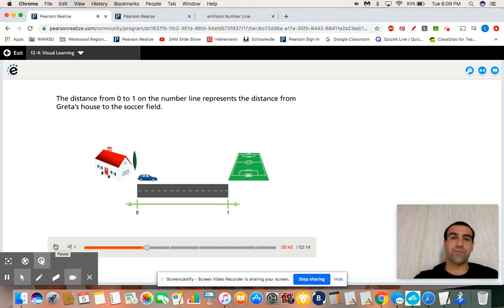The distance from 0 to 1 on the number line represents the distance from Greta's house to the soccer field.